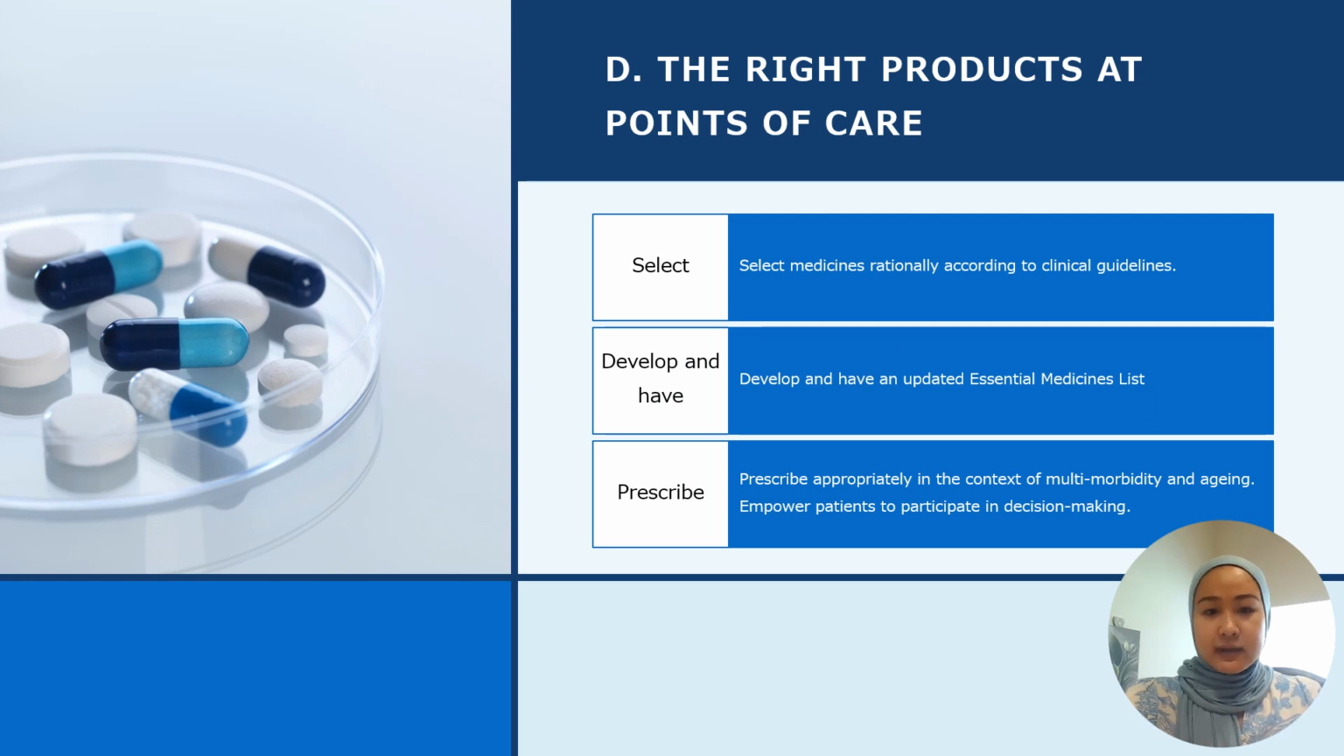And the last one, to make available appropriate medical products at the point of care for patients and to select the medication rationally according to the clinical practice guideline. Under this subsection, the first one, we must develop and have an updated essential medication list for the country. And the WHO model list for essential medication can be used for this purpose. Second, to prescribe appropriately in the context of multimorbidity and aging, and also to empower the patients so that the patient can also participate in their decision making to receive the medication that they will be happy to use.